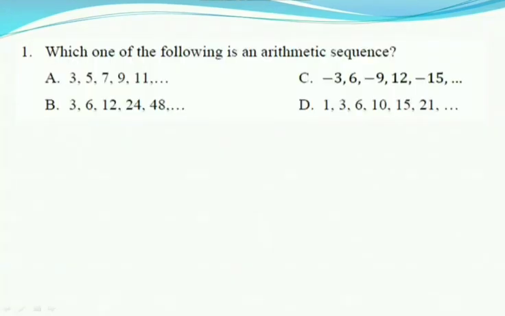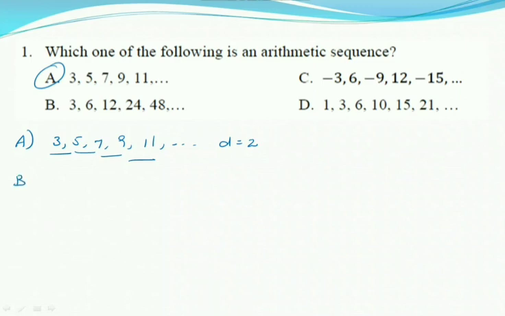Which of the following is an arithmetic sequence? Here we are asked to determine which of the given alternatives is an arithmetic sequence. In choice A we have the numbers 3, 5, 7, 9, 11, and so on. If you check the difference between the consecutive terms, it's 2. There is a common difference, which is 2. Therefore, this is an arithmetic sequence. A can be an immediate answer.